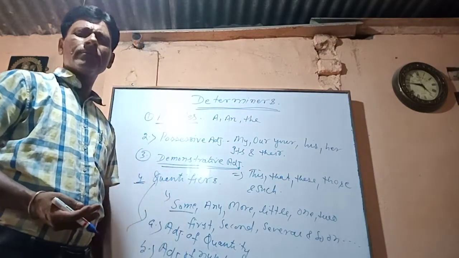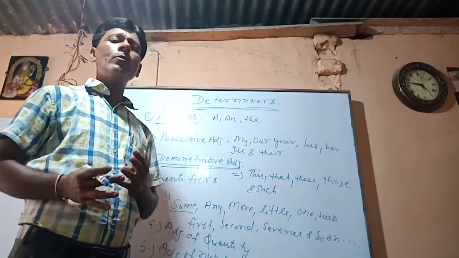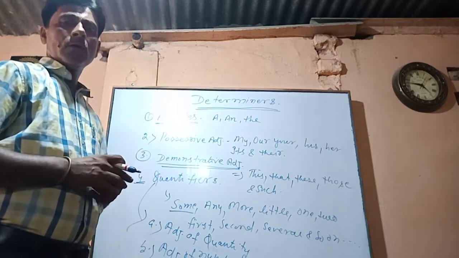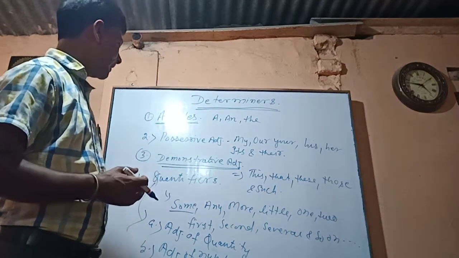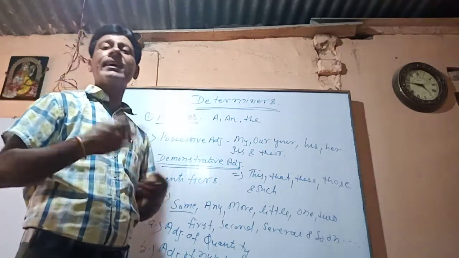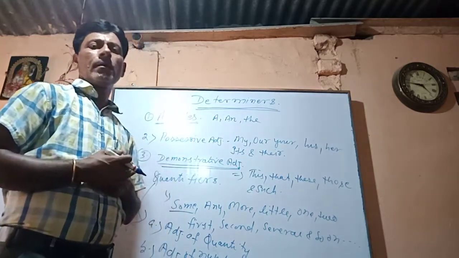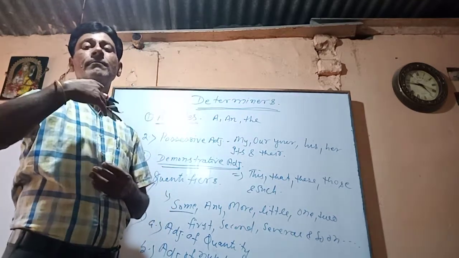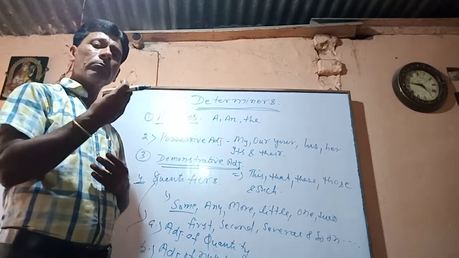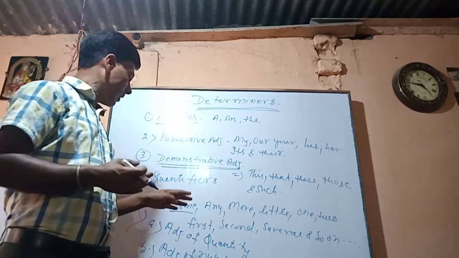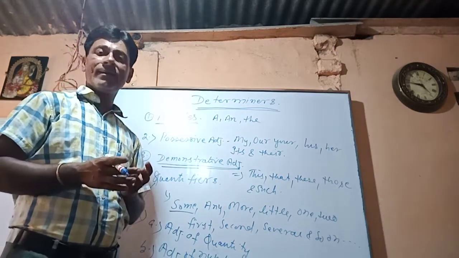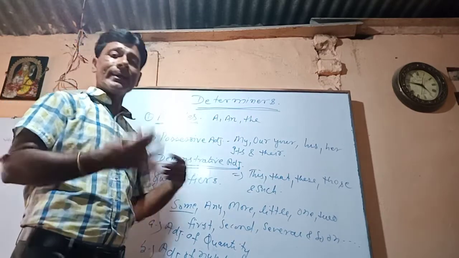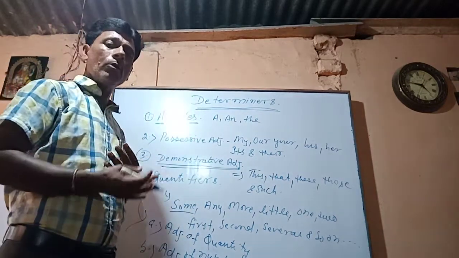It always tells us about the noun as how much, how little, and how many. When we are talking about how many, it indicates the number of a noun. But when we are talking about how much and how little, it is talking about the quantity of a noun. So when we use a quantifier, it becomes very clear whether it is an adjective of a countable noun or an uncountable noun.